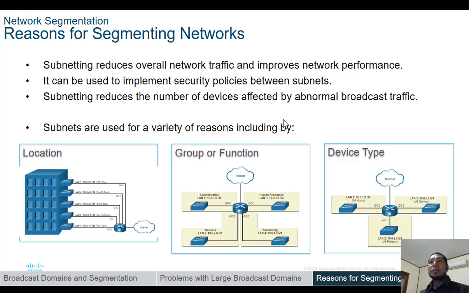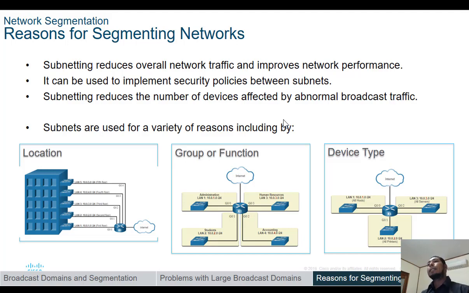And subnets can be used for a variety of reasons. You can use subnetting based on location. For example, you may have your POM office on one subnet, or within POM you will have different geographical locations. Within Medan or Leh, you will have different geographical locations. Or even within a building, you might have first floor, second floor, third floor, fourth floor, and so on. So you create subnets based on the physical location of the building or the physical location of users within the organization.